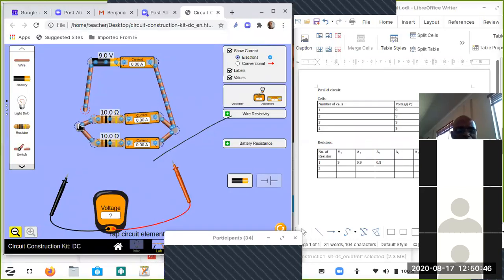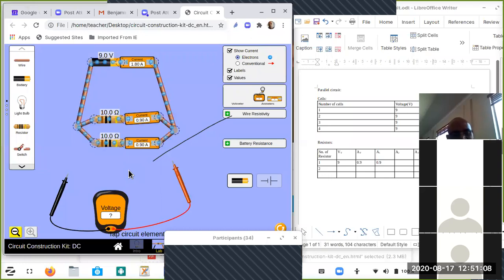Right, there we go. We have got two resistors. Each one is 10 ohms. Now there are two resistors that we have, and I think you can see there that we have two pathways.